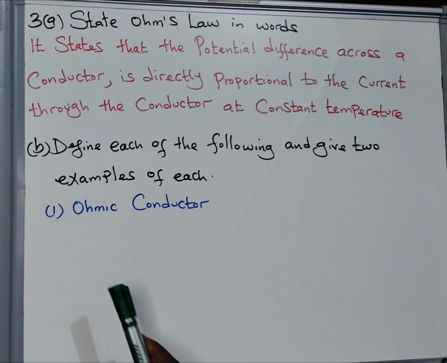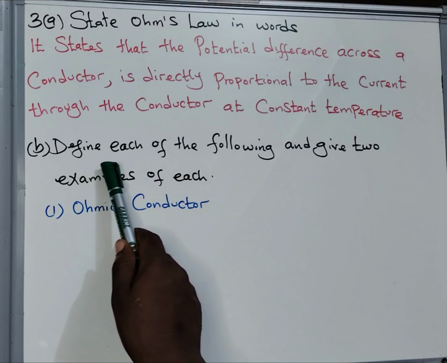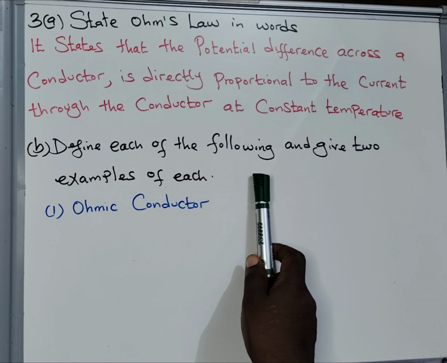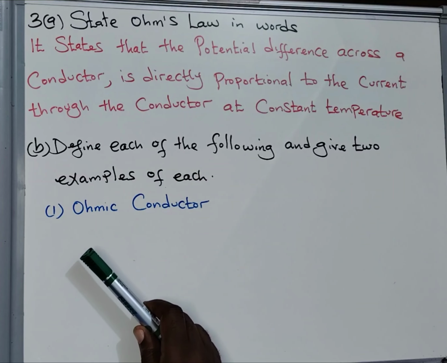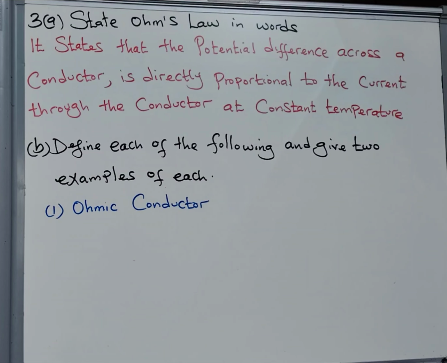So comes this question. It says, define each of the following and give two examples of each. The first one is ohmic conductor. What are ohmic conductors? These are conductors which obey Ohm's law. Examples are typically all the metals: the silver, the copper, the aluminium. They are all ohmic in nature.